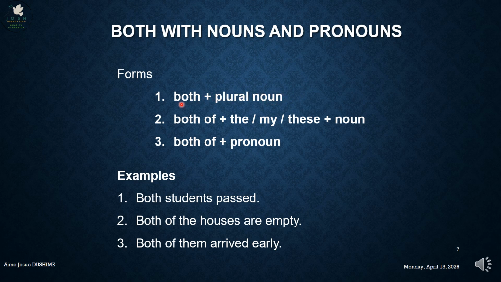You see here we have both with plural countable nouns, the same with all. We can use all with plural countable nouns, and we can also use all with uncountable nouns, but when we go to both it can't be. We only use it with plural countable nouns, and those should be only two things or two people. Both the students passed, both of the houses are empty, both of them arrived early.